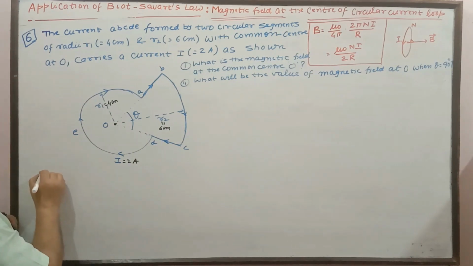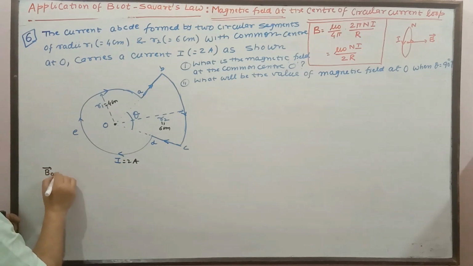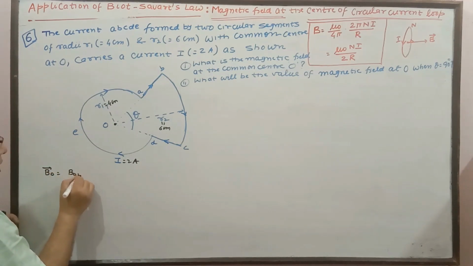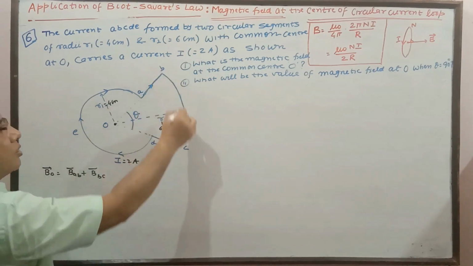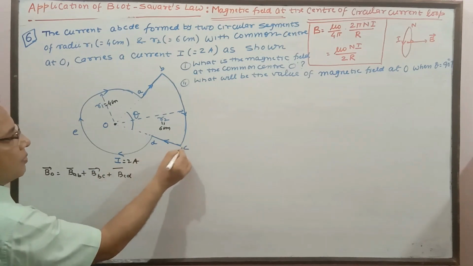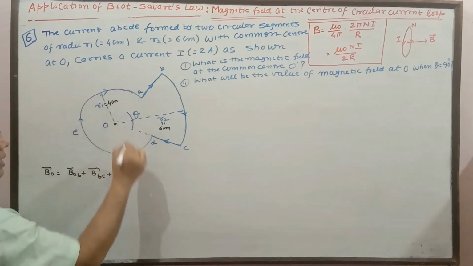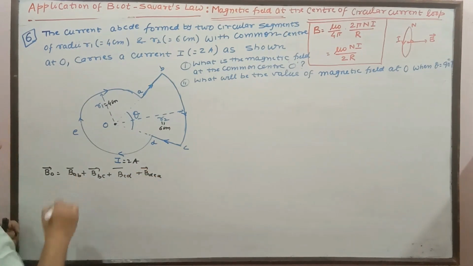First, magnetic field due to AB. The net magnetic field at O is the magnetic field due to AB plus that due to BC, BC being from here to here, plus that due to CD, CD being from here to here, and that due to DEA. So for the DEA loop, one by one we are going to find out.